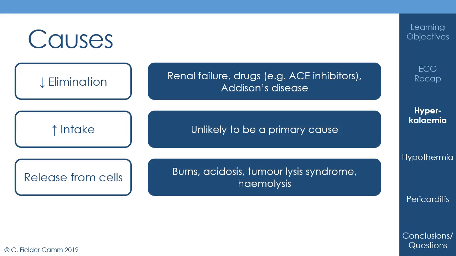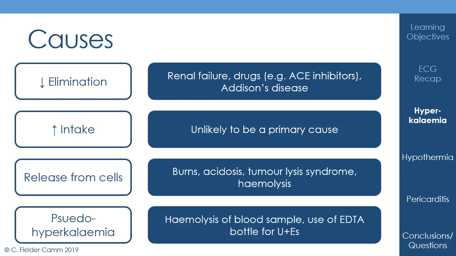Another big category is release from cells. So particularly burns, acidosis, tumor lysis syndrome, and hemolysis can all cause a large release of potassium from cells. And as you probably remember, the intracellular fluid contains a lot more potassium, so only a few cells proportionally have to release their potassium for a lot of potassium in the extracellular fluid to develop.